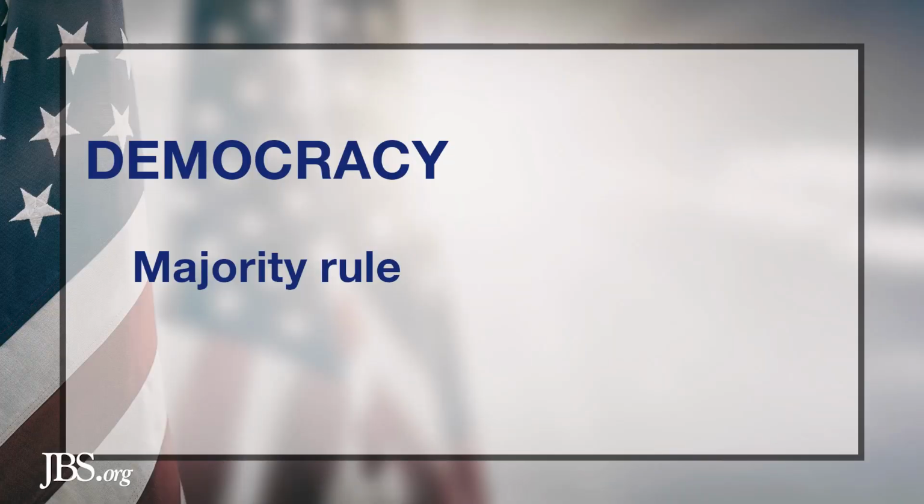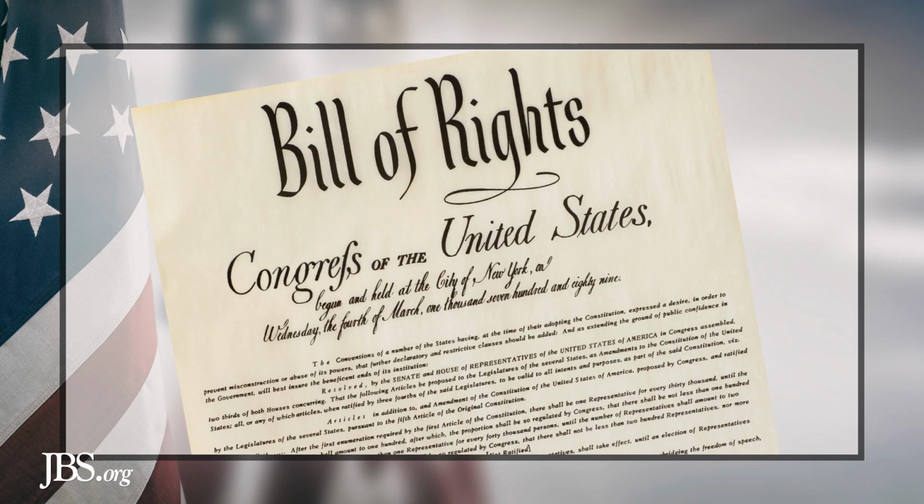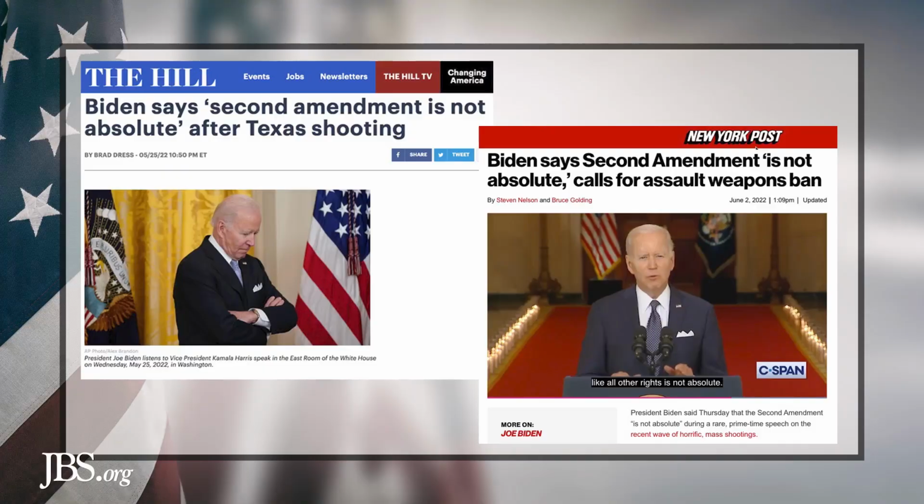A democracy is majority rule. A republic has laws that are inalienable, and no majority may change them. The Bill of Rights is an example. Yet we see that as the people believe more and more that we are a democracy, they stand still for changing the very fundamentals of our system. Don't forget that Biden has declared that no amendment is absolute when he was talking about the Bill of Rights. This should make you shudder.